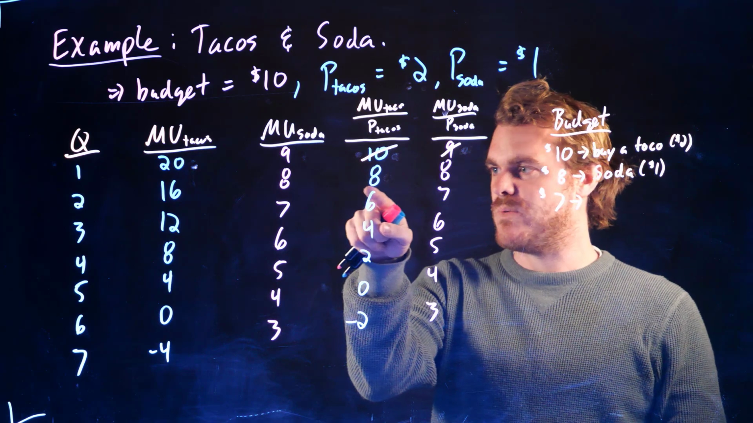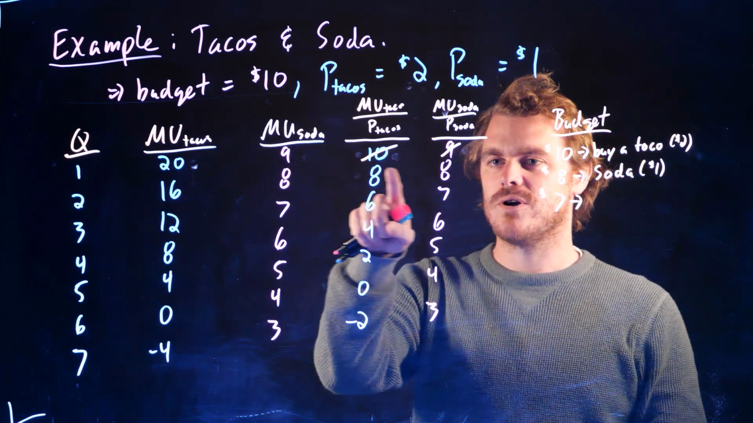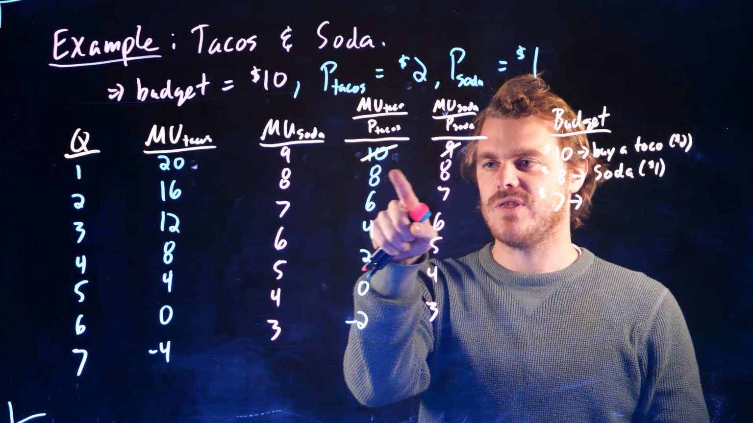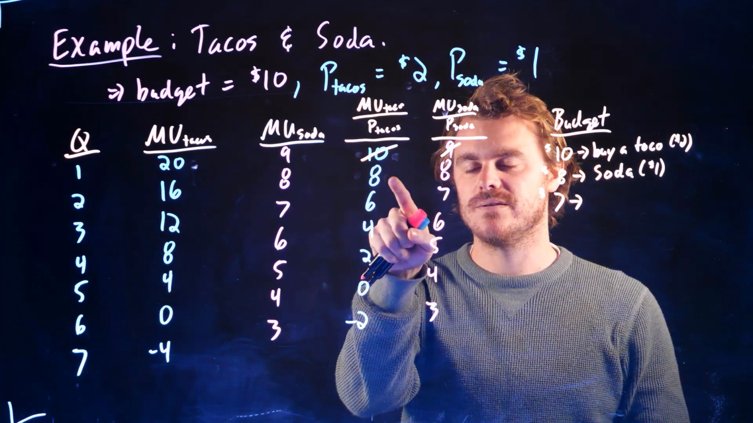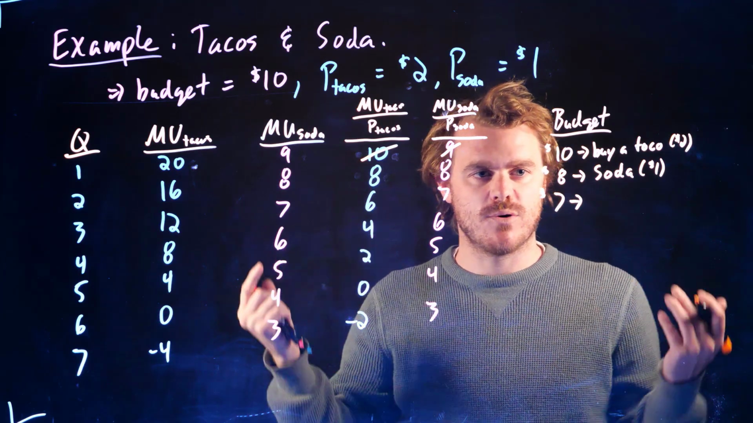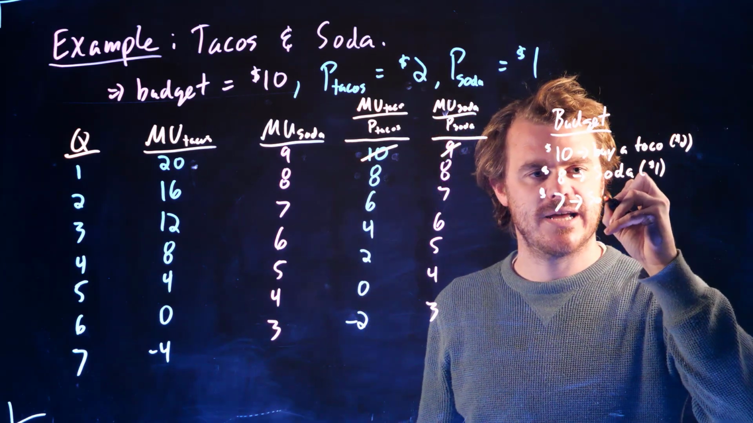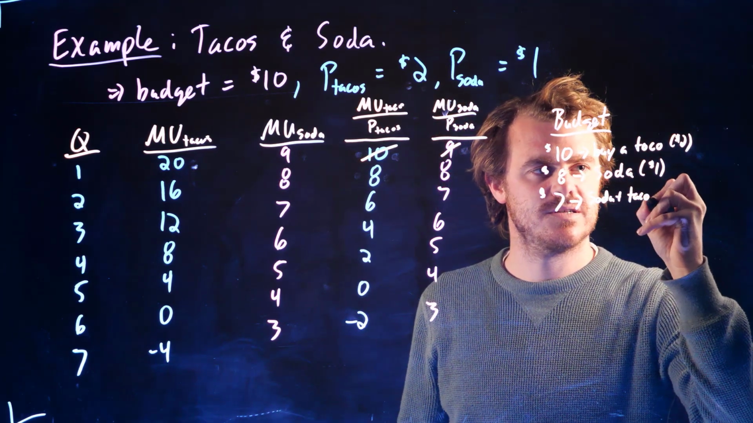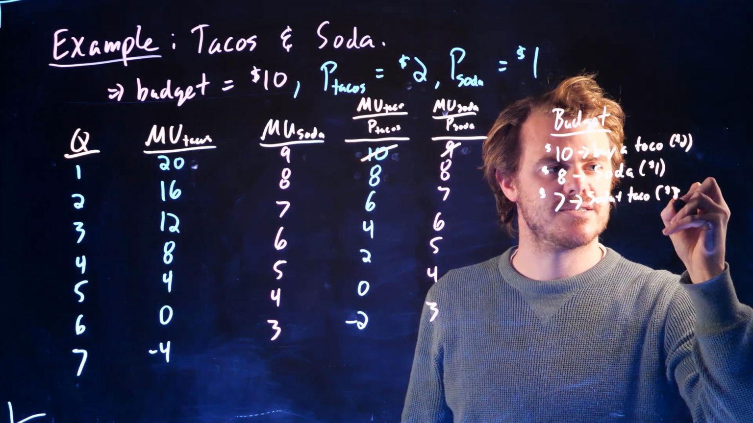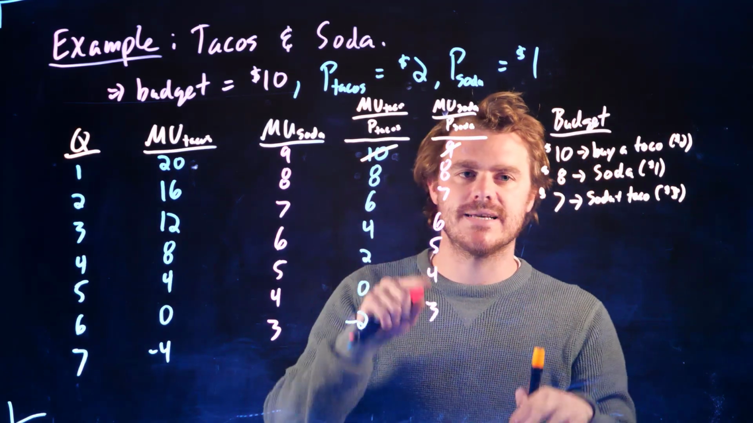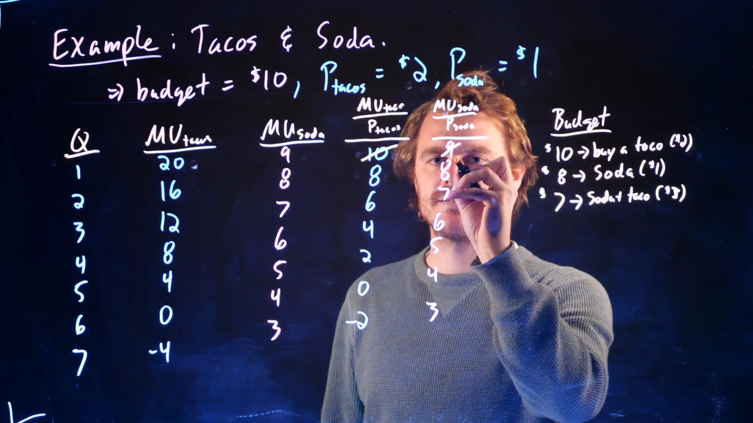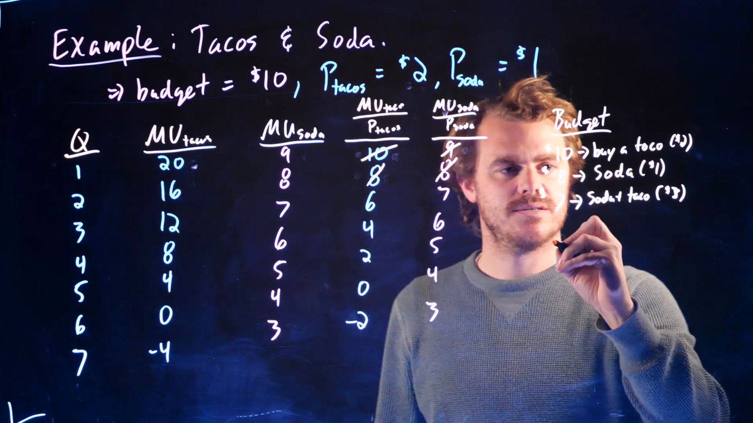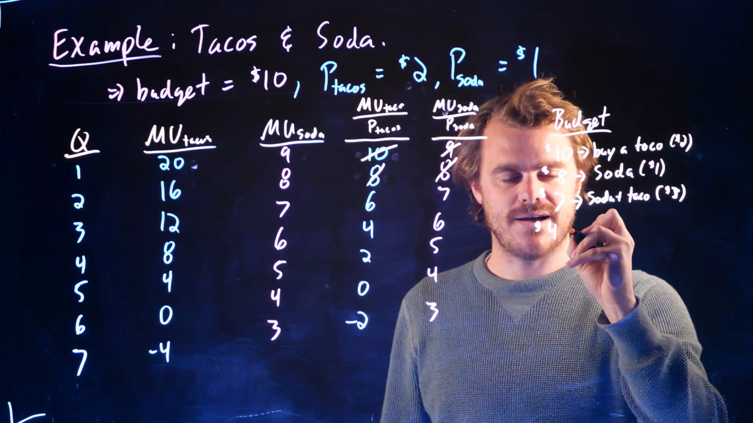Now we can decide, do we want our second taco or do we want our second soda? Well, they both give us 8, so we're indifferent to which one of these we want. But luckily, we can afford them both. So we're going to get a soda plus a taco. And that's going to cost us $3. Really, we're indifferent. You can do it one at a time if you want. I'm just going to put them both together to speed things up a bit. So that means we have $4 left.